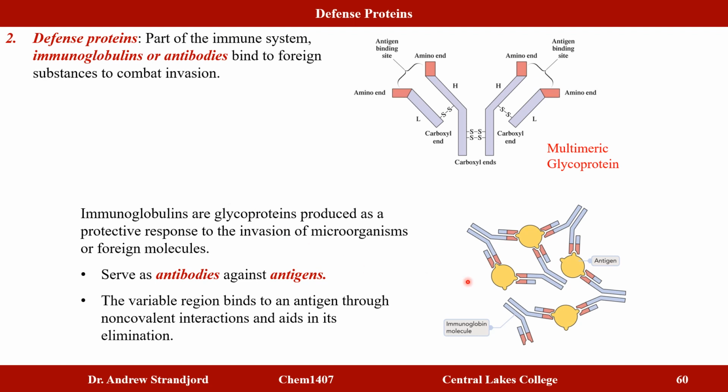If we look at this cartoon drawing of an immunoglobulin or antibody, the yellow things here would be antigens, or the invasive species. The protein binds to that antigen, and then it allows it to be carried away through our bloodstream and into our excretory system to be eliminated as waste, and therefore removing that antigen from the body.